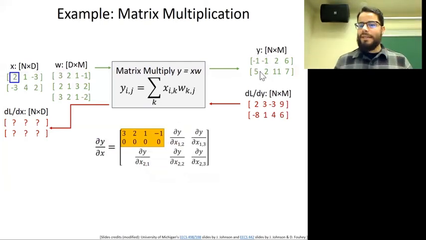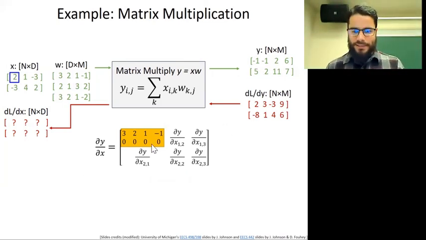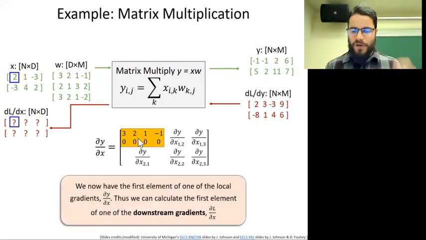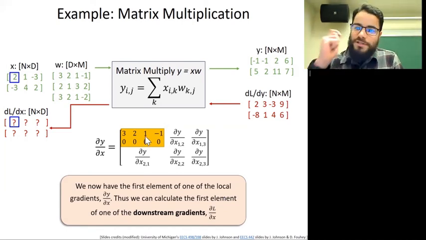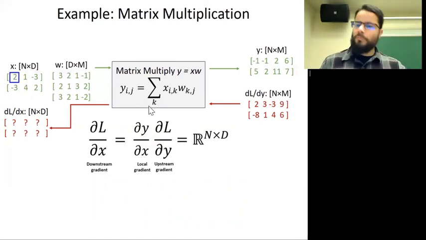That's very good. So now, zooming out a little bit again, we have that the local gradient with respect to x is given by a 2×3 matrix, and each element of this matrix is a matrix by itself. We just calculated the first such matrix, okay? So we now have the first element of one of the local gradients, dy dx, sorry. Thus, we can calculate the first element of one of the downstream gradients. The reason why we're going element by element is because it's super tedious to do all of them, but if we understand what happens with one element, calculating all the others is way easier, okay? So again, the formula of the downstream gradient is going to be the local gradient times the upstream gradient. Very good.